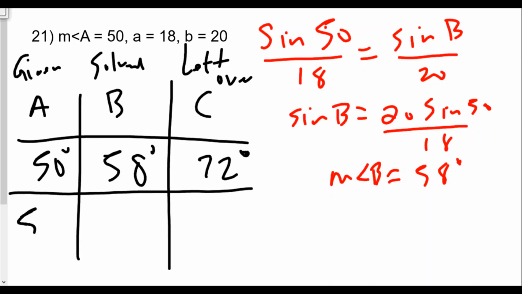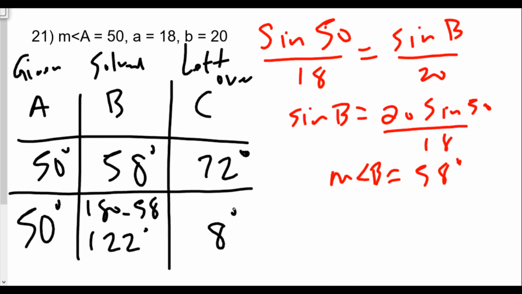So let's see whether or not it works out for the second possible triangle. Again, the angle given is 50 degrees. We do 180 minus 58, and we're going to get 122 degrees. And so 180 minus 122 minus 50 leaves us with a leftover of 8 degrees. So we have, in this situation, two possible triangles.